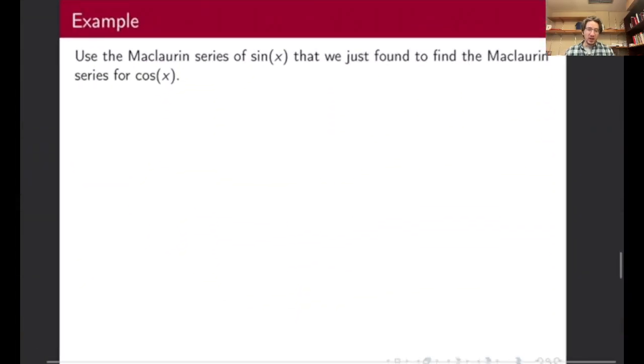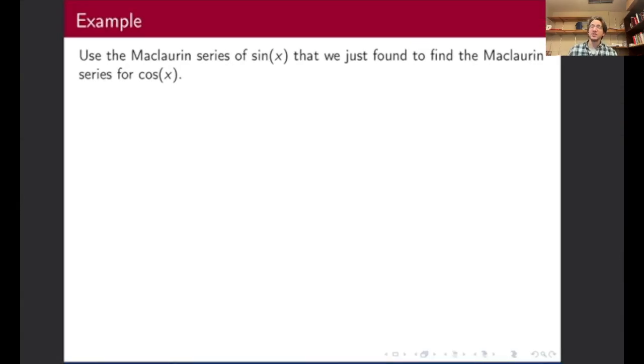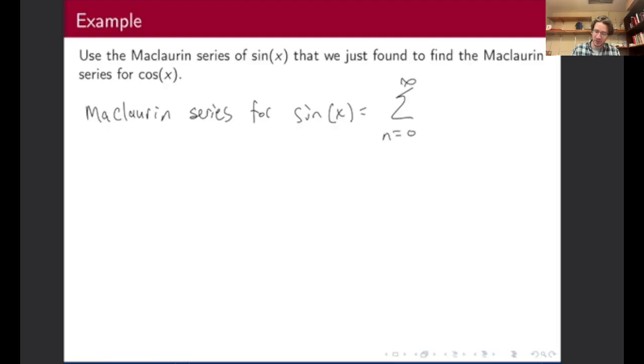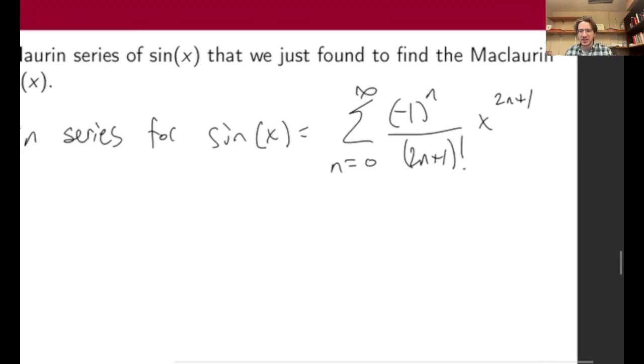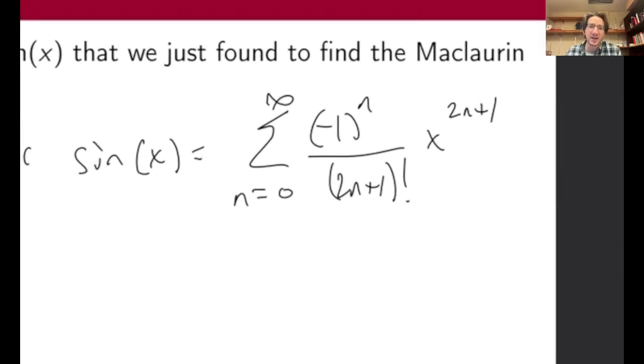All right. We can also still use what we know. So we just found the Maclaurin series for sine of x. And in fact, this is something that I would encourage you to commit to memory. Maclaurin series for sine of x, that means Taylor series centered at 0, is the sum n equals 0 to infinity of -1 to the n over 2n plus 1 factorial times x to the 2n plus 1. And by the way, from the Taylor series, we can get a lot of information like the Taylor series for sine of x only has odd powers of x, and that's why sine of x is an odd function.